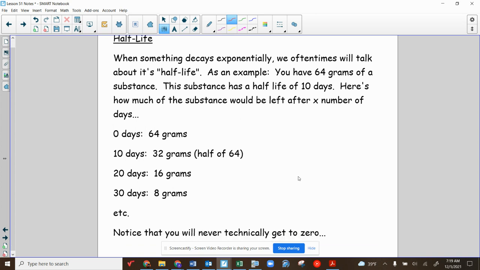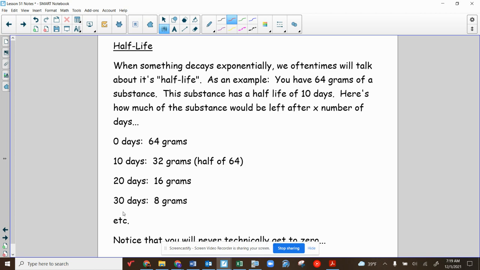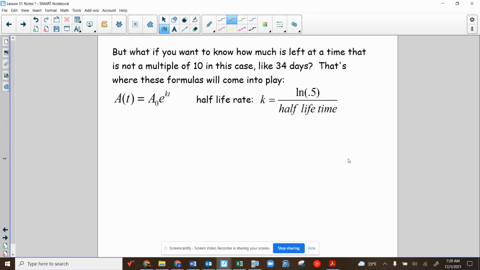And because you're dividing by 2, technically, you're never going to get to 0. You're going to get a really, really small number, but a number divided by 2 is never going to give you 0. So technically, you're not going to get 0, but essentially, at some point, it becomes practically 0. The problem is, what if what you're given isn't a multiple? When we did this one here, it went 10, 20, 30, 40, and so on, because those are multiples of 10 days. But what if I ask you something in between, like in this problem where I ask you for 34 days?